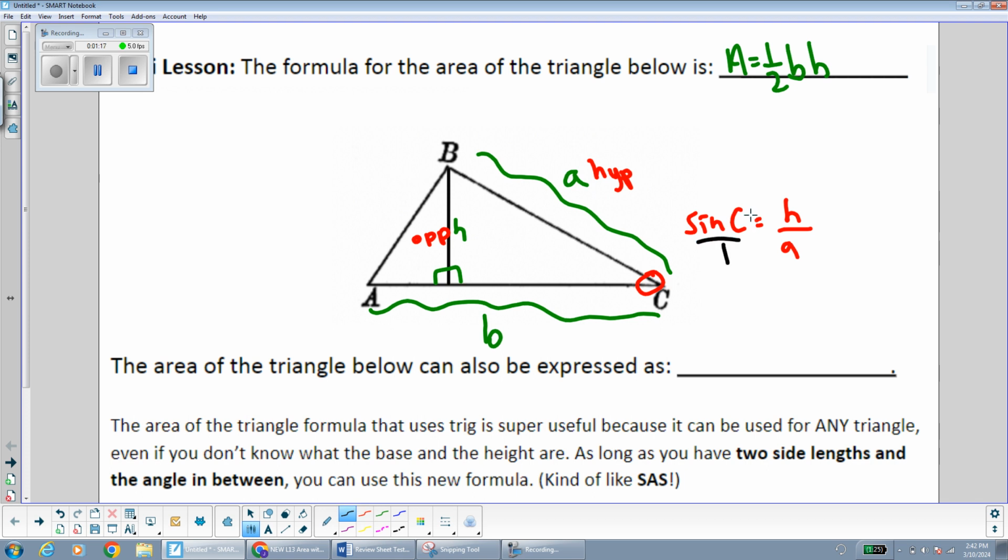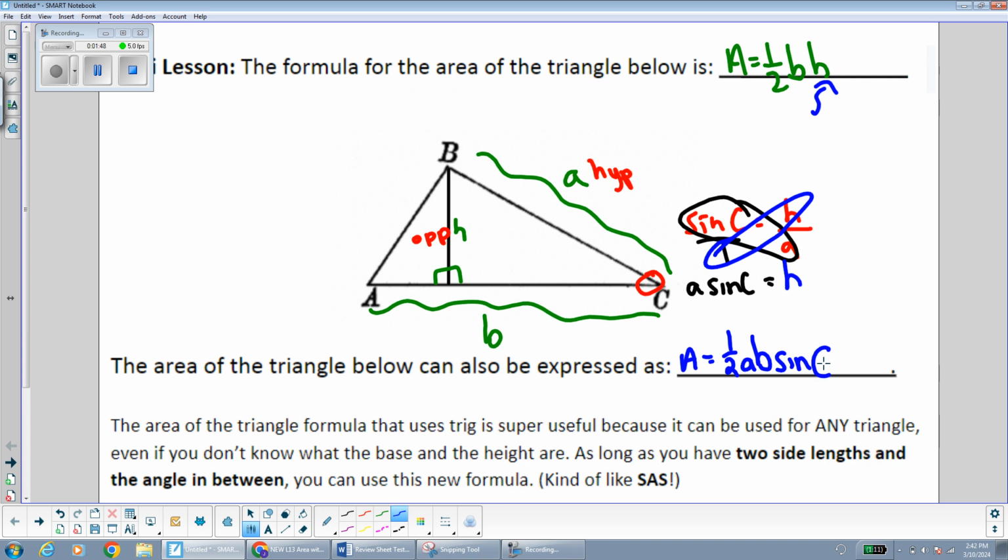From here, if I cross multiply, I have that the height is equal to A times sine of C. Replacing the height in our original formula with A sine C, what we have for our area of the triangle formula now is area equals 1/2 AB sine of angle C. And that's our area of a triangle with trig formula.